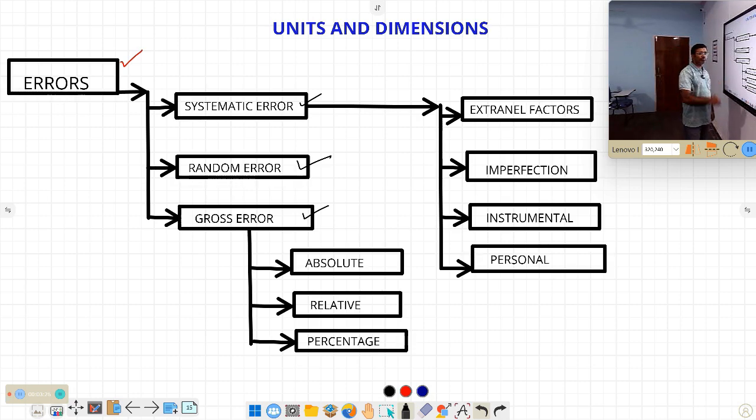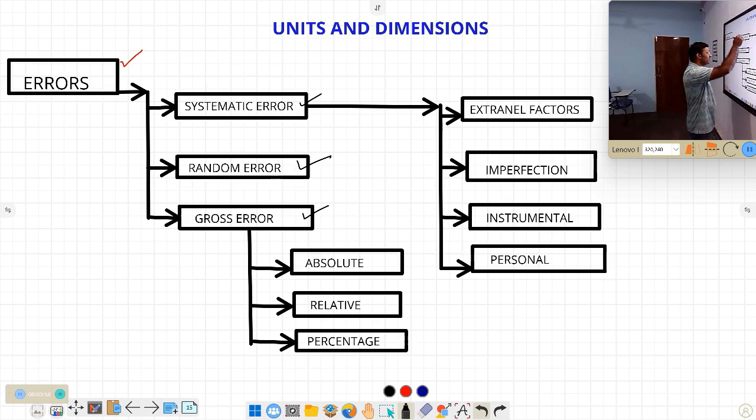Next, gross error. What is the meaning of gross error? Gross is like the gross salary of a person who works in a company. Errors that come in calculations while using formulas, during addition, subtraction or division, come under gross error. Gross error is one of the mathematical errors you get while calculating or using formulas. So these are the three main classifications of errors.